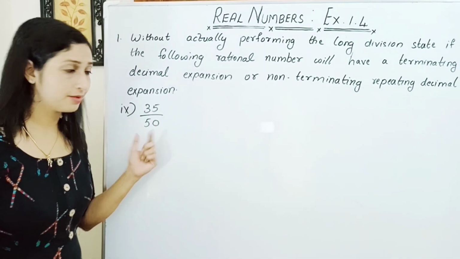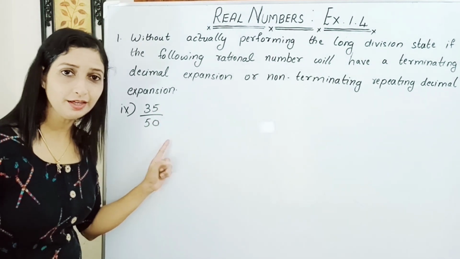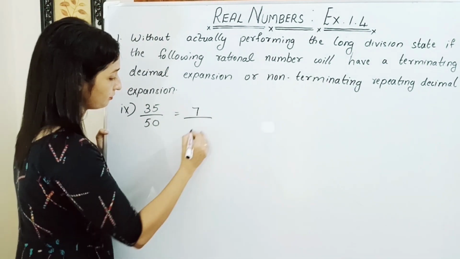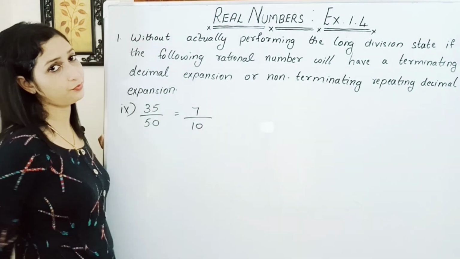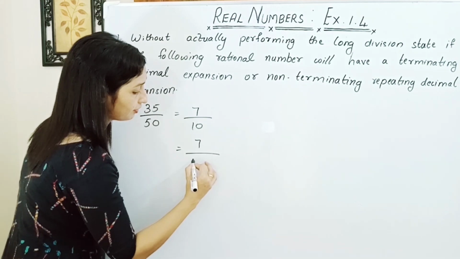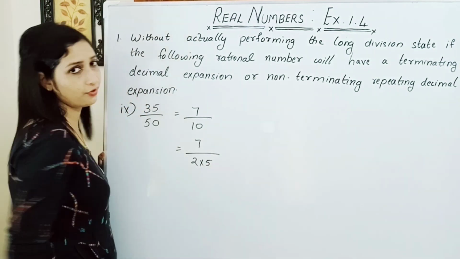So this is our question number 9, which is 35 by 50. How can you simplify that? 5 7s are 35 and 5 10s are 50. Now how can you write 10 as its prime factors? 7 by 2 into 5.